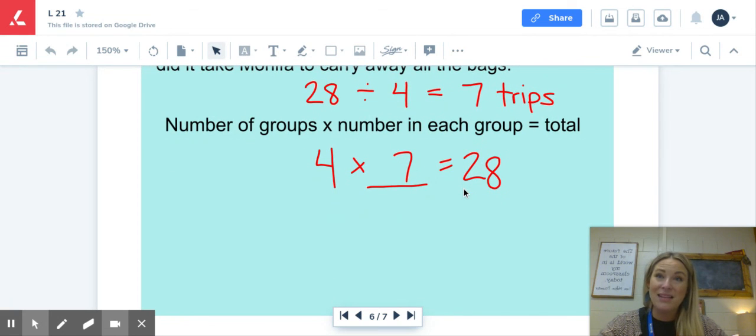Moving on to the inverse operation, which is multiplying. Multiplying is the opposite or inverse of dividing. We can think about it like this. She can take 4 bags on each trip. 4 bags times how many trips is going to get rid of my 28 bags. So I'm just saying 4 times what is going to equal my 28 bags. And of course, again, I get 7. 7 trips would be my label.